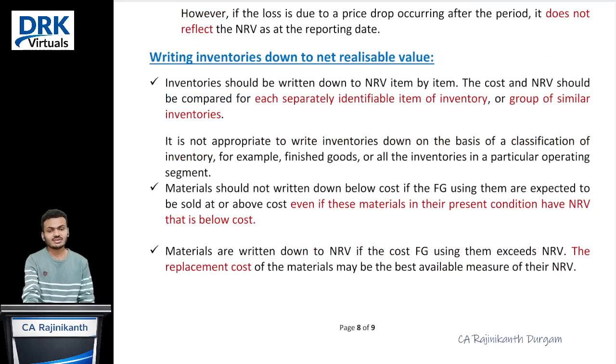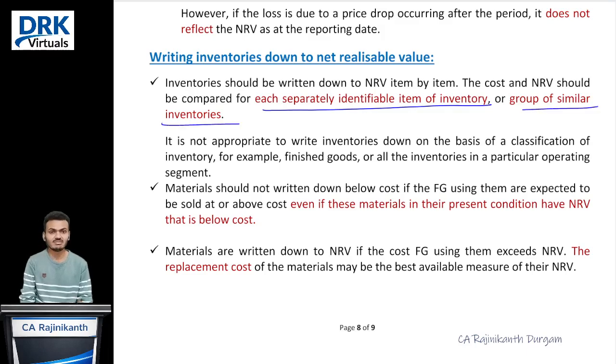So till now, what have we discussed? We discussed cost and we discussed net realizable value. Next step is we need to compare. How to compare? The standard is saying to compare the cost and net realizable value item by item, and you can compare for a group of similar inventories also. But the standard is saying don't compare inventory-wise, like finished goods, work in progress, raw material. You should not compare like that.